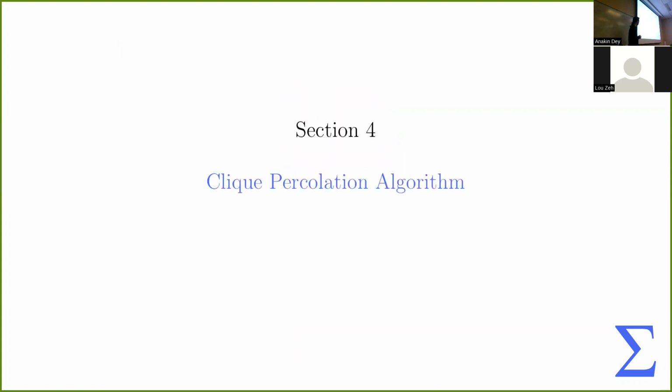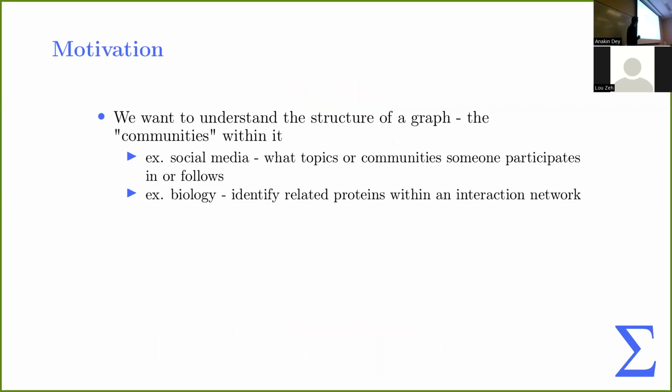Cool. So clique percolation algorithm, what is this actually doing? How does this actually work? So the idea behind this algorithm is we want to understand the structure of a graph, the communities within it. There are some different use cases of this. For example, I think the most obvious one is social media. You connect different users in a network, you have a network, you want to find out what the communities are. There are also other applications of this. For example, in biology, you might have a bunch of proteins and you know that they all interact with each other, but you don't know exactly how to understand the data. So you can make sense of it this way. Any sort of networked thing.